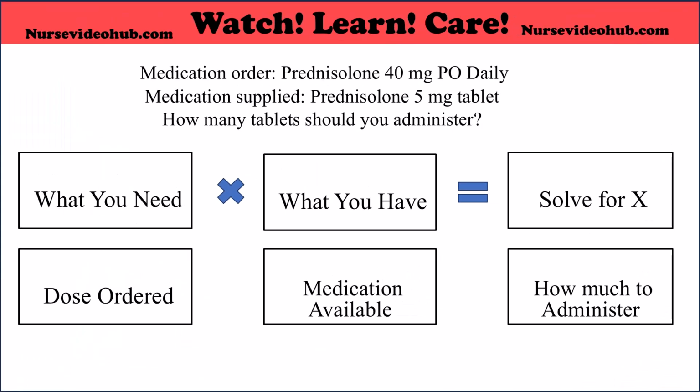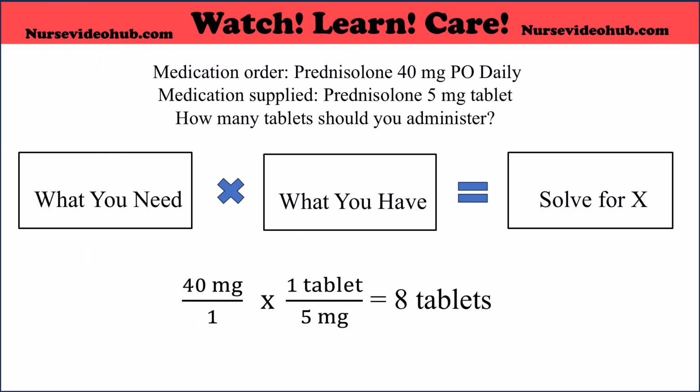Let's complete another calculation. The medication ordered is prednisolone 40 milligrams PO daily. The medication supplied is a prednisolone 5 milligram tablet. How many tablets should you administer? You set up the problem to identify the number of tablets to administer. Write out the prescribed dose as a fraction, 40 milligrams over 1. Then write the available medication in a fraction with the units set up so that they cancel out, 1 tablet over 5 milligrams.